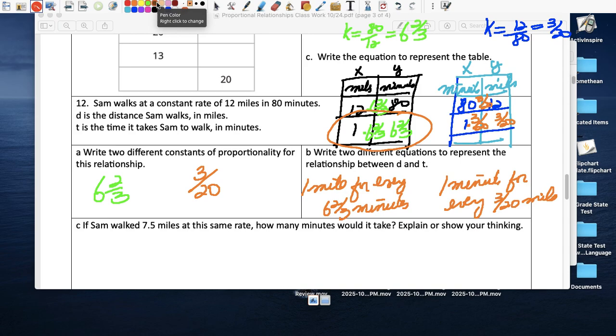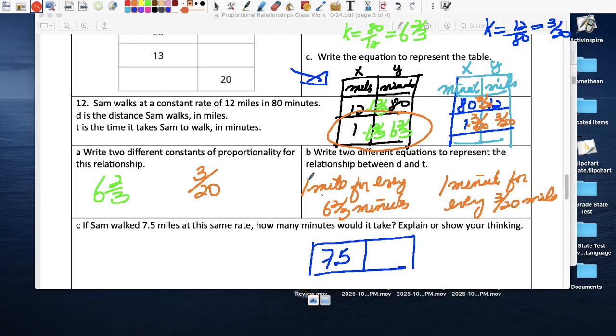Okay. So the next question says, what if you walk 7.5 miles? Well, if you walk 7.5 miles, which table are we going to? We're going to use this table. So continuing that table at the bottom here, imagine I extended it and I put 7.5 miles in here. What am I going to multiply that by? If I walk 7.5 miles, I multiply that by 6 and 2/3, and I should get the number of minutes that it took me to walk that.